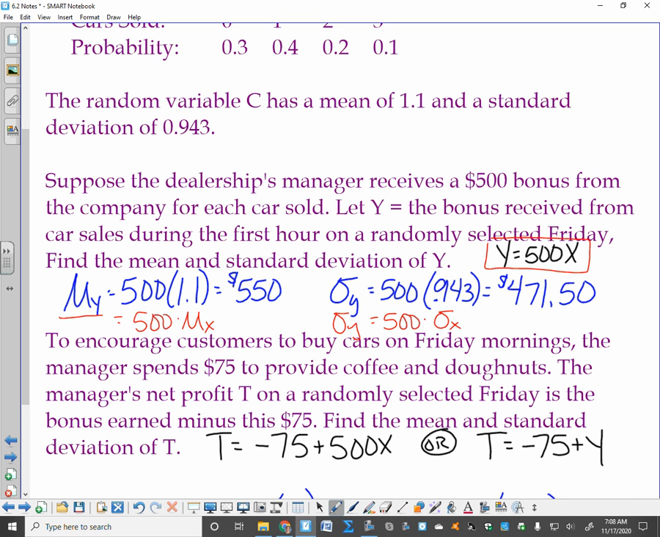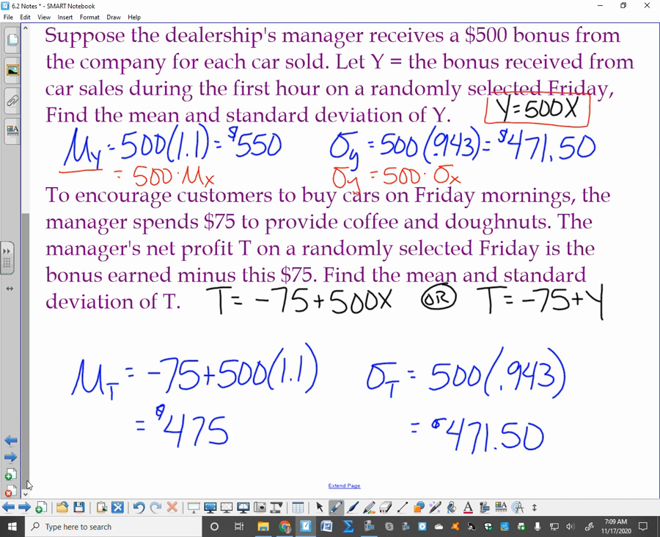Okay. To encourage customers to buy cars on Friday mornings, the manager spends $75 to provide coffee and donuts. The manager's net profit T, new variable, on a randomly selected Friday is the bonus earned minus this $75. Find the mean and the standard deviation of T. Okay, now I have two versions of this. I have this one and I have this one. I want you to take a second and make sure you understand that they are both saying the exact same thing. Focus on your variables.